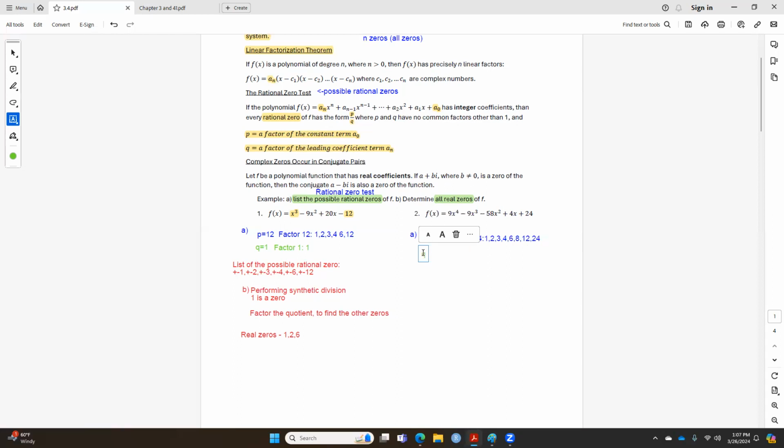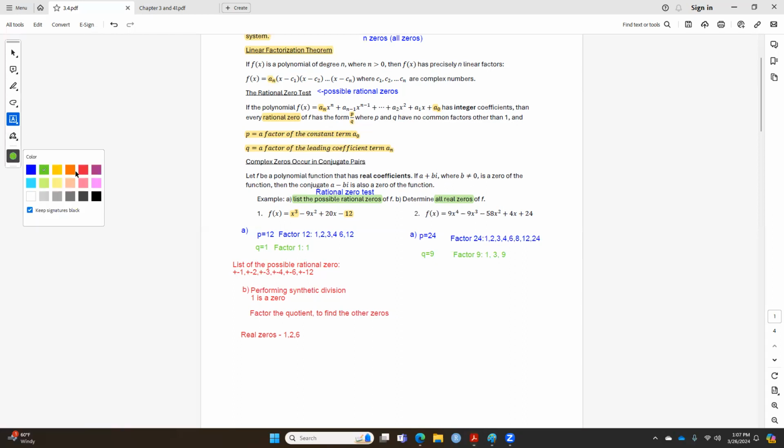And then we have the factors for Q. What is Q? Q in this case is your leading coefficient, which is 9. So what are the factors of 9? What times what is 9? You get 1, 3, and 9, because 1 times 9 is 9, 3 times 3 is 9, and those are the only factors that go into 9.